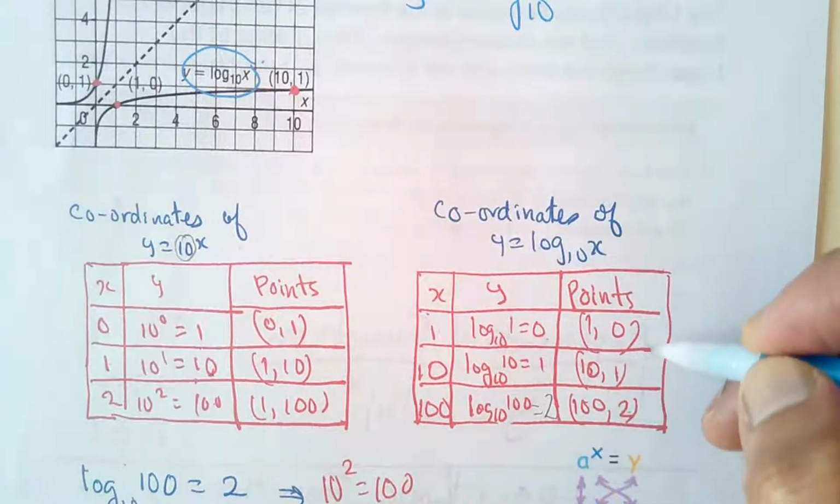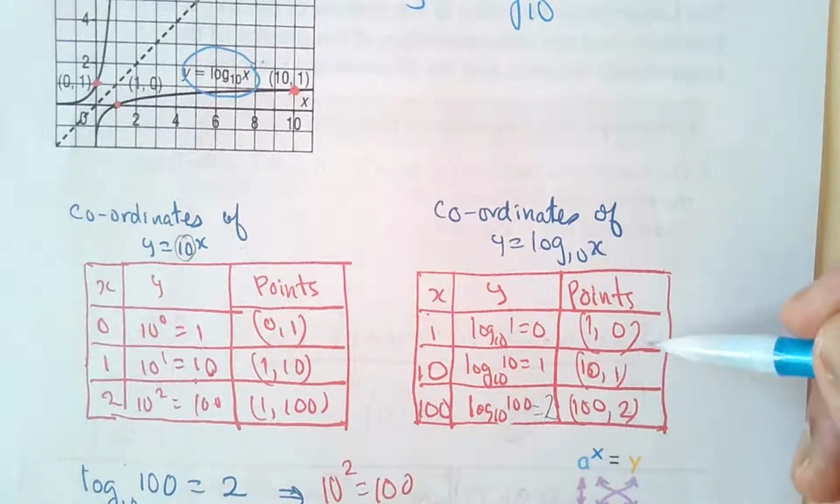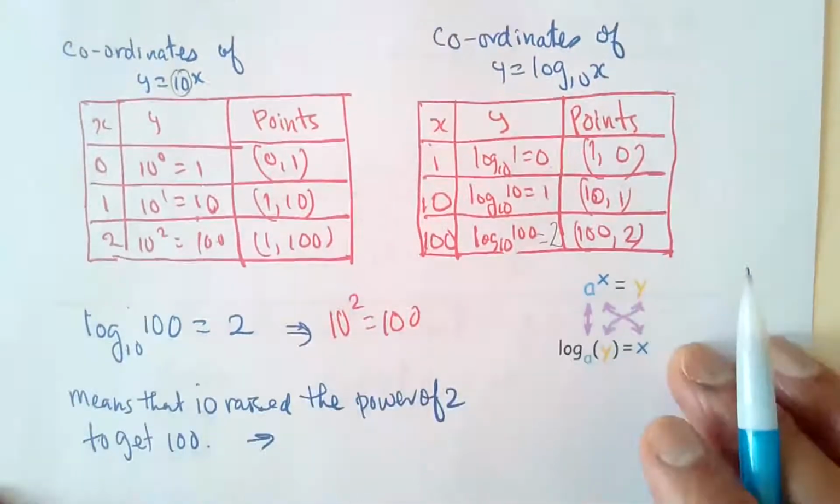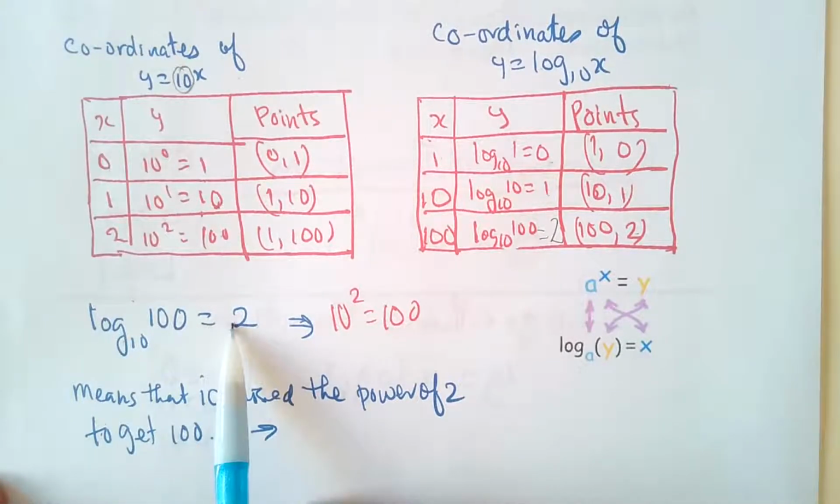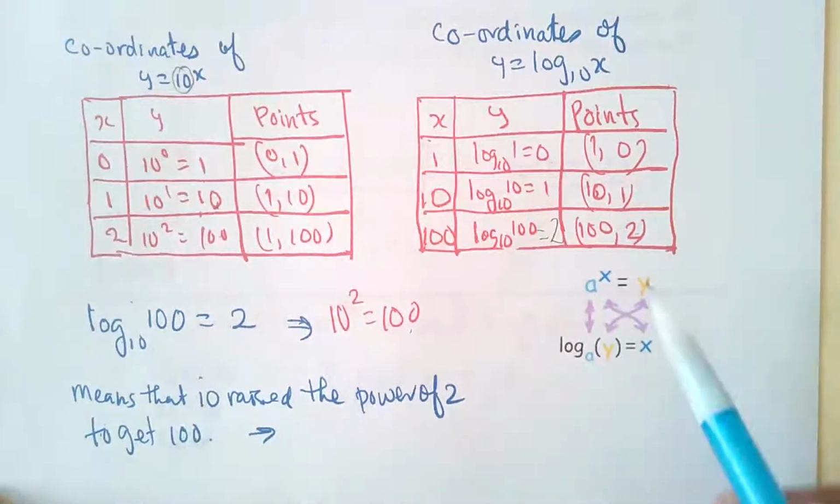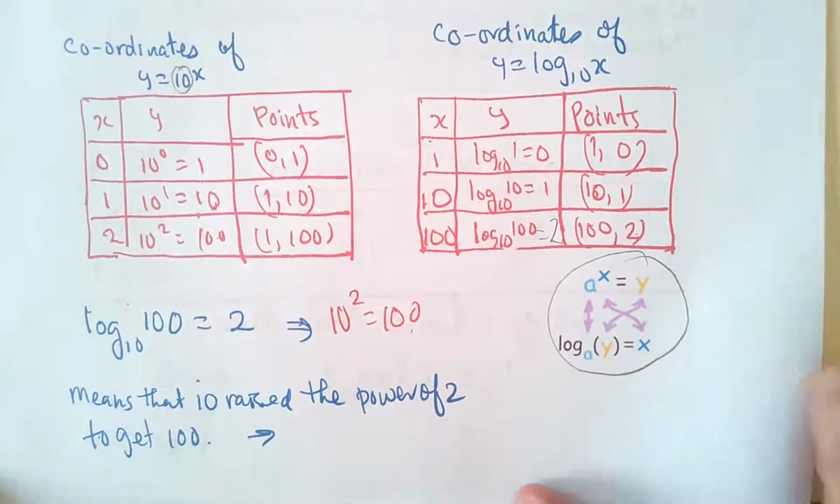So we know this is actually not increasing by a multiple of 10, but it is decreasing by a multiple of 10. So log base 10 of 100 equals 2 because 10 to the power of 2 is equal to 100. It means that 10 is raised to the power of 2 to get 100. So what we did earlier, we'll be using that fact.